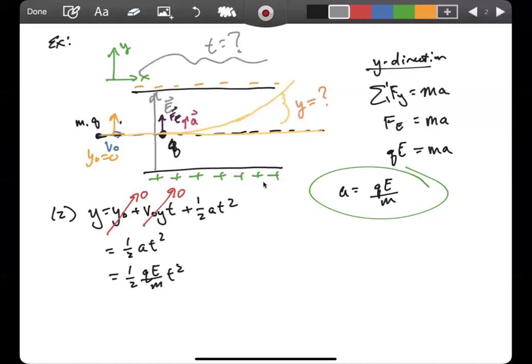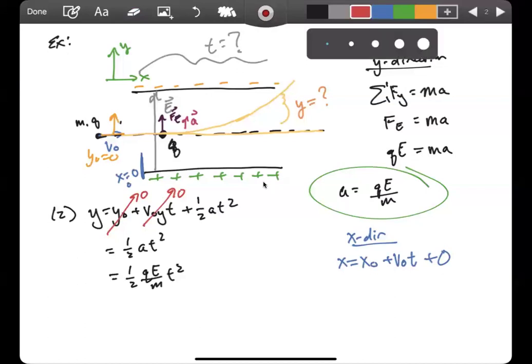Well, to get that, all we have to do is look at the x direction. So in the x direction, we know that x is equal to x initial, I could take the initial of the plate here as x0, which is my initial position, plus the initial velocity in the x direction times the time, plus the acceleration, but there is no acceleration, so I'm just going to add a 0. So my x initial, I'm just going to call simply 0. In this case, since there's no acceleration, the position is simply the initial velocity times the time.